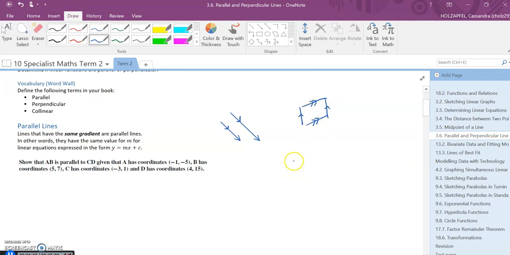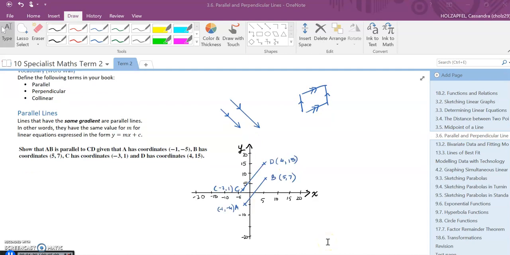Now, to know whether or not two lines are going to be parallel, we have to know whether or not their gradient is the same. Okay, so we need to show that line AB is parallel to CD, given that A's coordinates are -1, -5, B has coordinates 5 and 7, C has coordinates -3 and 1, and D has coordinates 4 and 15. So I'm going to just quickly sketch this situation.